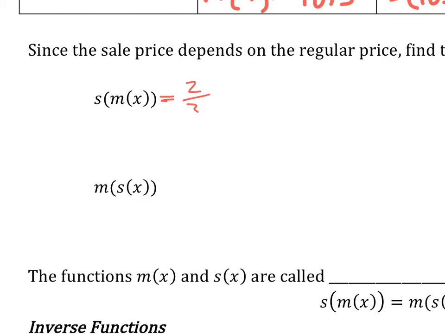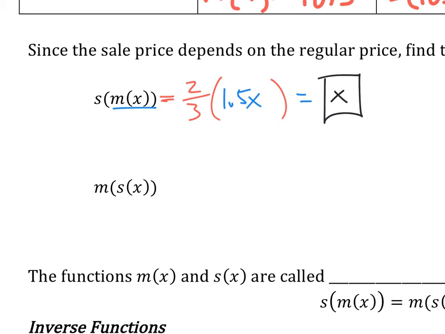S was 2/3 of whatever the price was. And so our price, M of X, was 1.5x. So when we simplify this here, we have 2/3 of 1.5 is just 1x. Don't necessarily need the 1 there, so we just have x. So that means if we put x into m and then put whatever comes out of there into s, I just get x. So after going through all that work, because I started with x, I end with x.